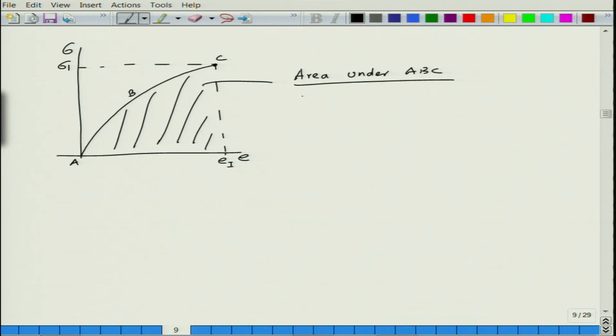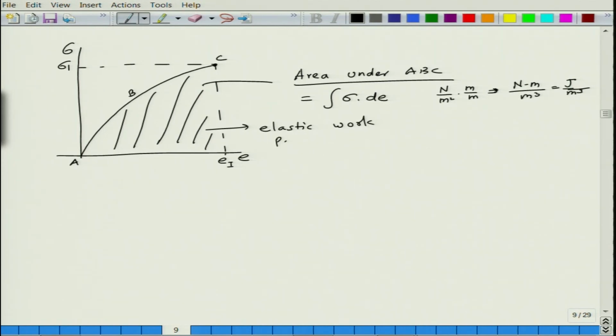ABC will be nothing but the integral of sigma d epsilon, which has units of stress, Newton per meter square, into strain, meter divided by meter. You can say it is Newton meter per meter cube, or joule per meter cube. So, it is basically the energy stored per unit volume. This is basically work done, the elastic work performed.